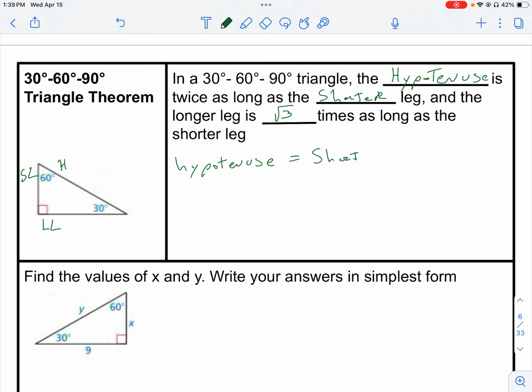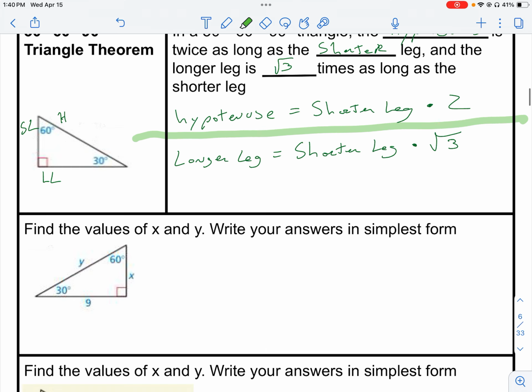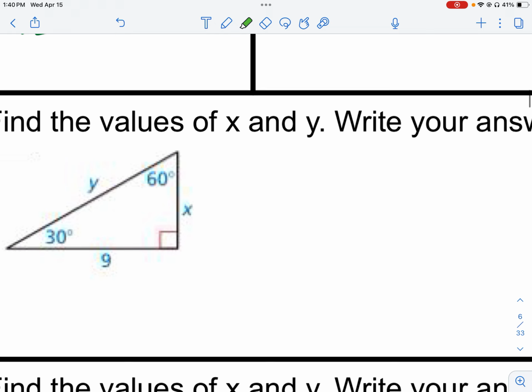So the hypotenuse equals the shorter leg times 2, and the longer leg is going to equal the shorter leg times radical 3. And we're just going to keep doing this over and over. If we get something that's not the short leg, we have to find the short leg, because for both the hypotenuse and the long leg, we need the short leg to be able to find them. So once again, let's do a couple examples.